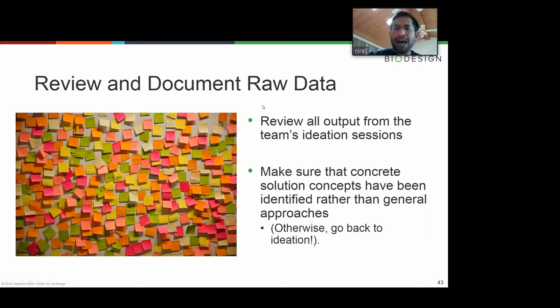So then after you brainstorm, the hardest thing is you have all these ideas. We said 100 ideas. How do you then review and document all this? It's as important as the brainstorming to review and document all the ideas. You want to make sure that there are concrete solutions that have been identified, not just general approaches. If you have general ideas, you should go back and brainstorm more around the general ideas to get them to be more concrete, more specific.